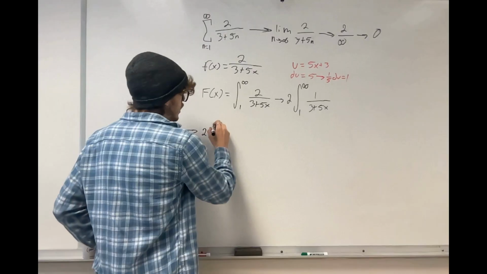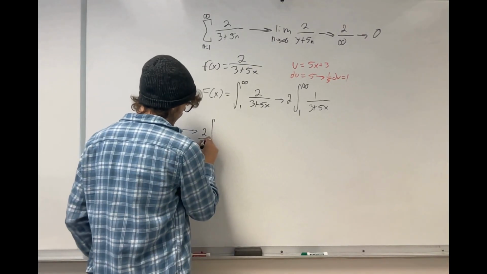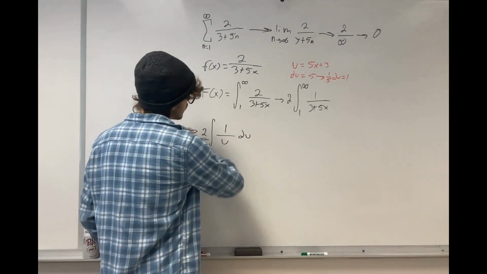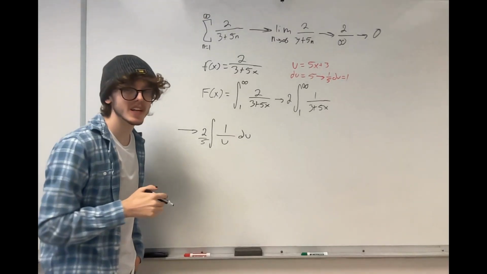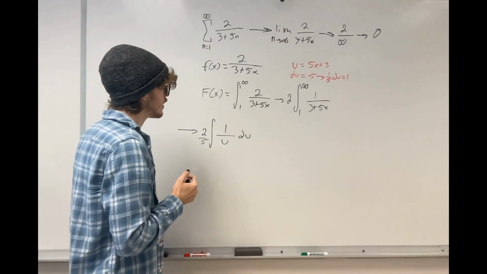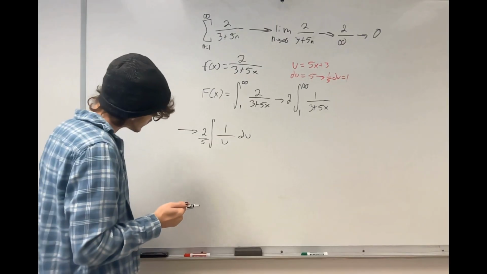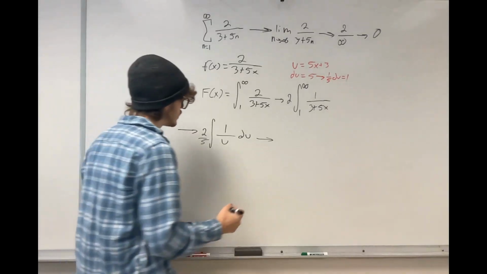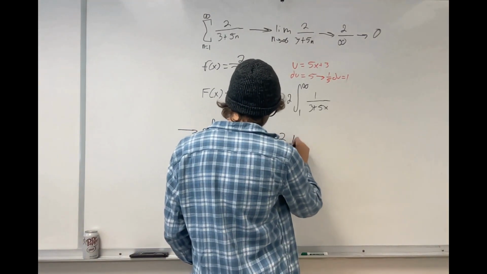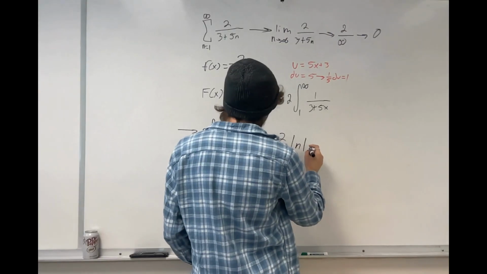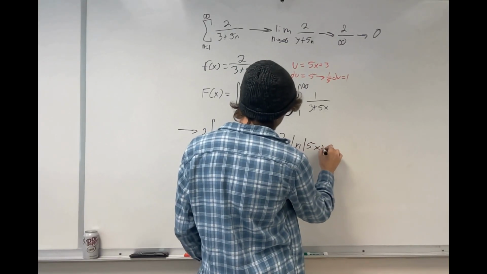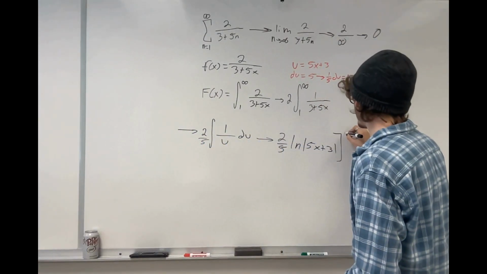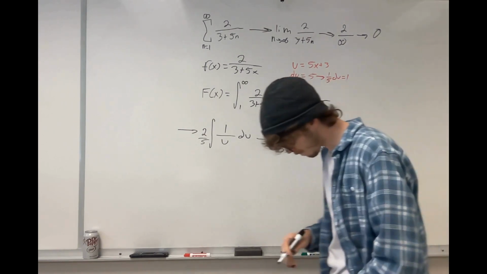So we have 2 over 5 times the integral of 1 over u du. Now I should have put dx here, but I'm a little lazy, you know. That's just who I am. I apologize. Notice that the integral of 1 over u is ln u, and u in this case is 5x plus 3. This is a definite integral, so we're integrating from 1 to infinity.